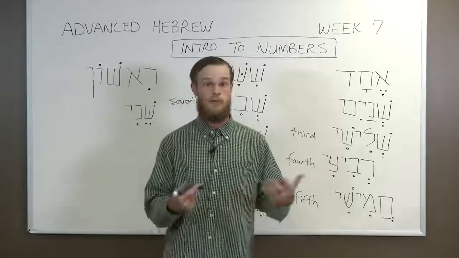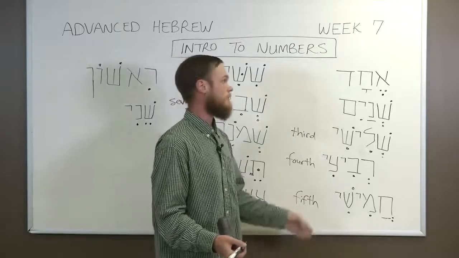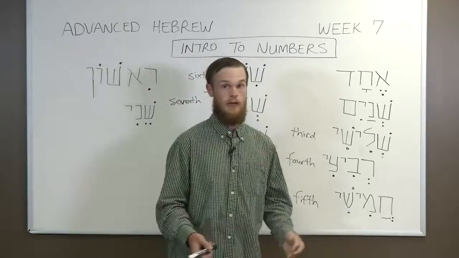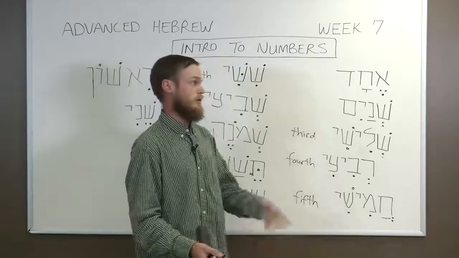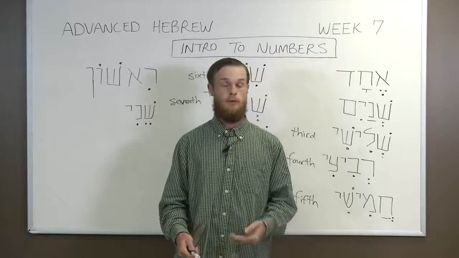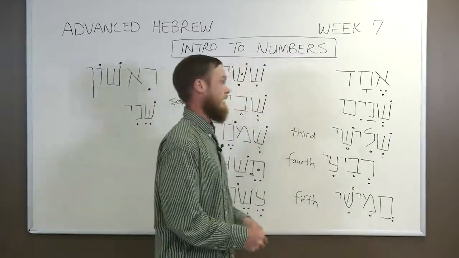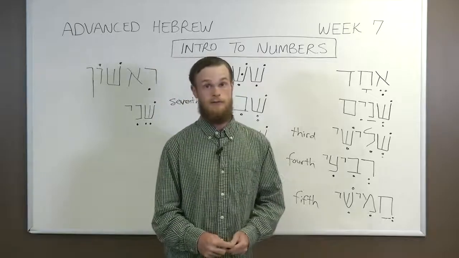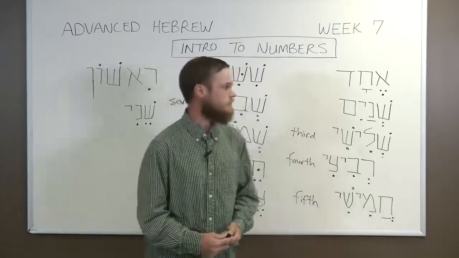So cardinal numbers represent a quantity, right? And we've gone through 1 through 10. Again, 1 and 2 match gender. 3 and up reverse gender. Okay, and you can use them as adjectives or in the construct state. Ordinal numbers do not represent quantity, but represent a position. And they function as regular adjectives, always following the noun they modify, and always matching in gender.